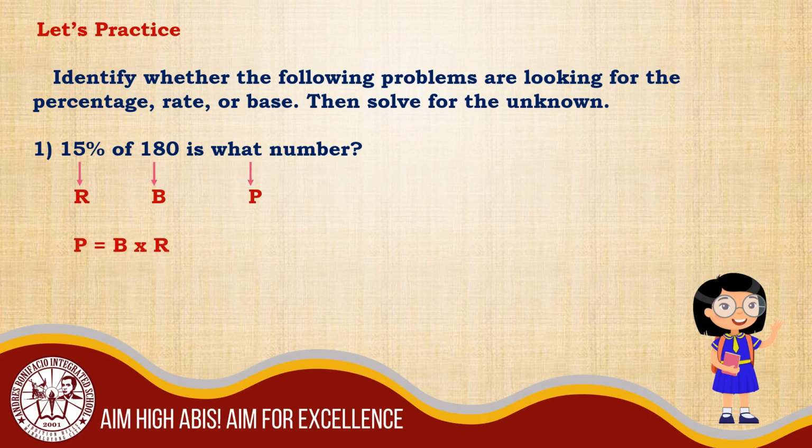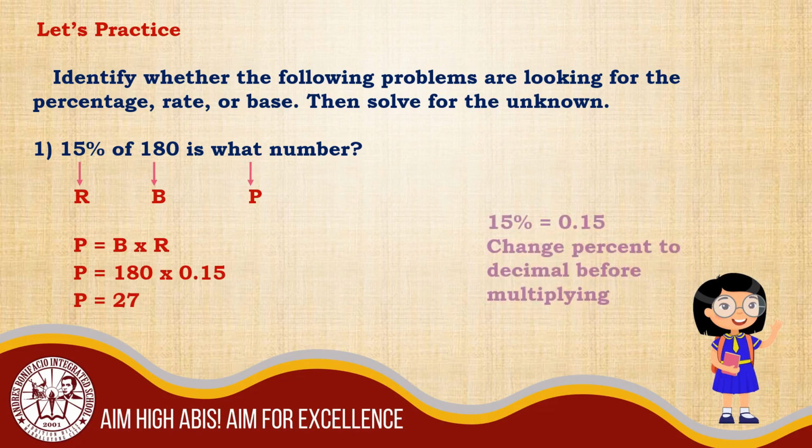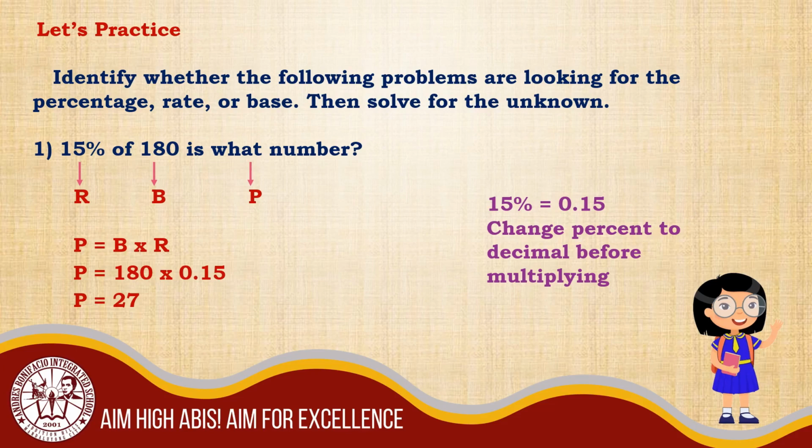Applying the formula, percentage is equal to base times rate. Substitute, percentage is equal to 180 times 15 hundredths. Percentage is equal to 27. 15% change to decimals. 15% is equal to 15 hundredths. Change percent to decimal before multiplying.